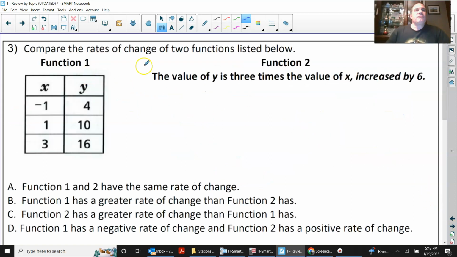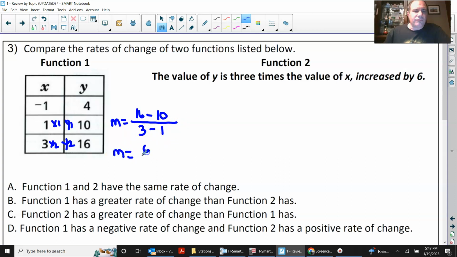All right, number three, compare the rates of change again. Again, don't pick a negative number to compare the rates of change. We're going to do the X1, Y1. You see a table? This is what you normally would have to do to compare rates of change. I'm not going to write Y2 minus Y1 over X2 minus X1. I'm just going to put Y2 is 16, Y1 is 10, X2, X1. So we have m equals 6 over 2. 6 over 2 is 3. So function 1 has a 3.